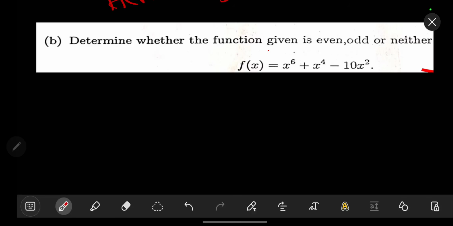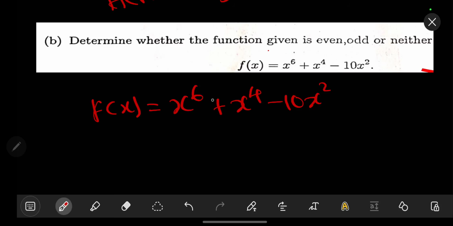Determine whether the function given is even, odd, or neither. So without wasting time, f of x is equal to x to the power 6 plus x to the power 4 minus 10x to the power 2. All the powers on x are even, where we have 6, 4, 2, meaning 2 can enter without leaving a remainder. So just from that you can tell that this is even.